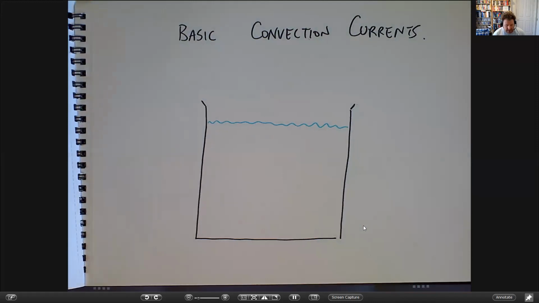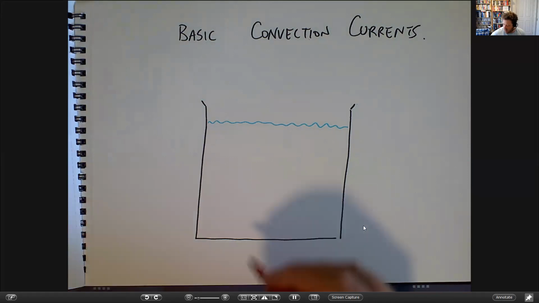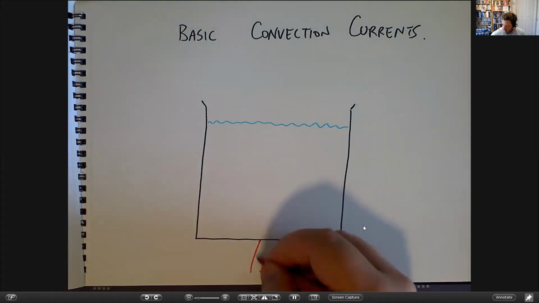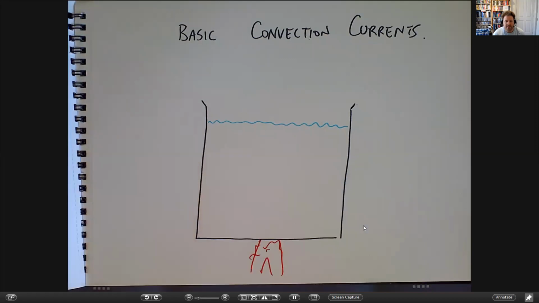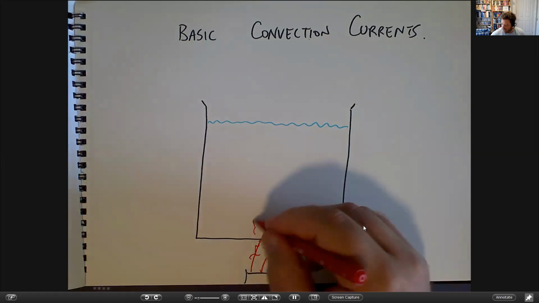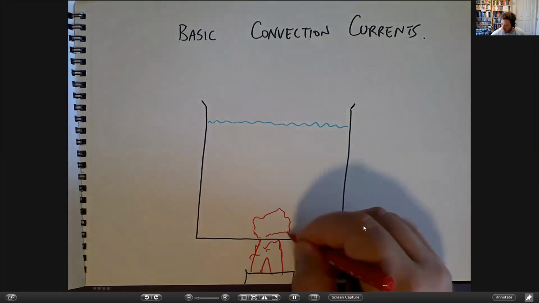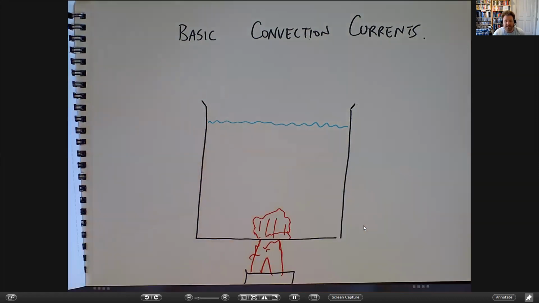So what I've got here is just a beaker. And what I'm going to do is heat up one little spot of the water. It doesn't really matter where, but let's say we have a little flame here. Now the area at the bottom here, this water here, is going to be hotter than the rest of the water. So I'm just going to represent that with a little red patch. Here we go. We've got a little patch of water here that's hotter than the rest of the water.